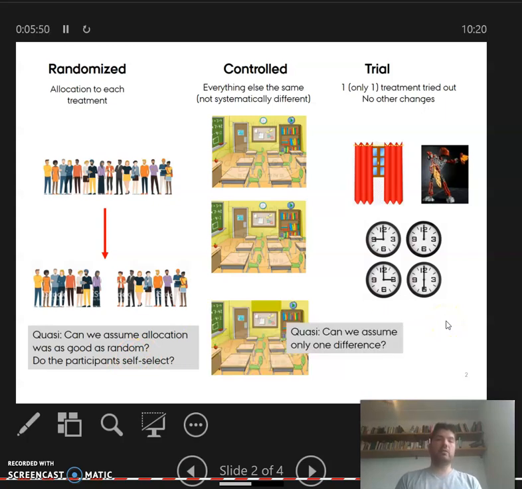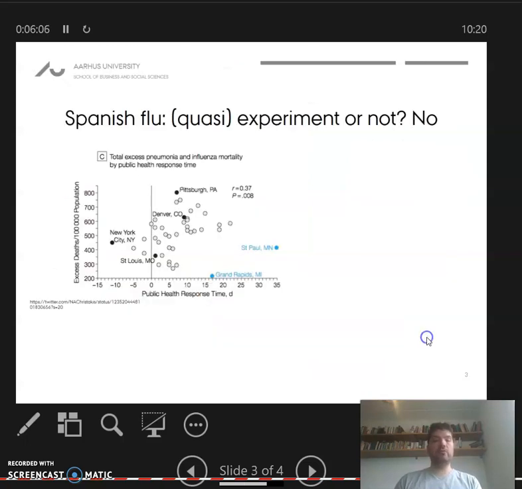And again, in a quasi-experiment, if it doesn't happen in the lab where we have complete control over everything, we can't be 100% sure that there is only this one difference. But hopefully, in the end, we'll have been able to identify the one key factor. So let's take the Spanish flu example again.